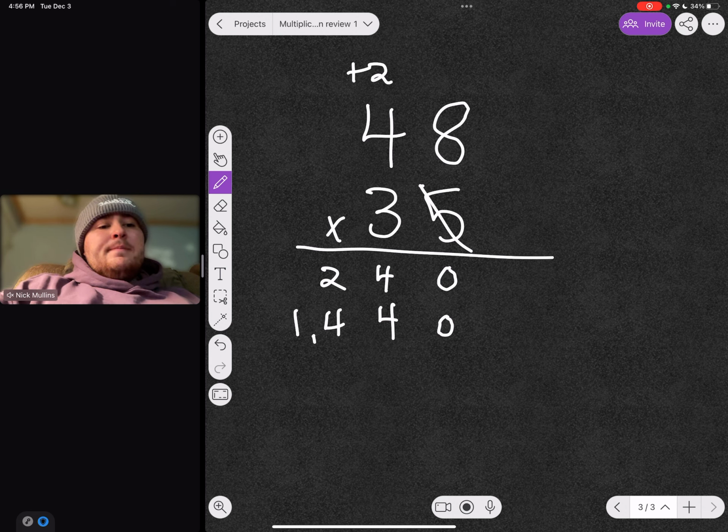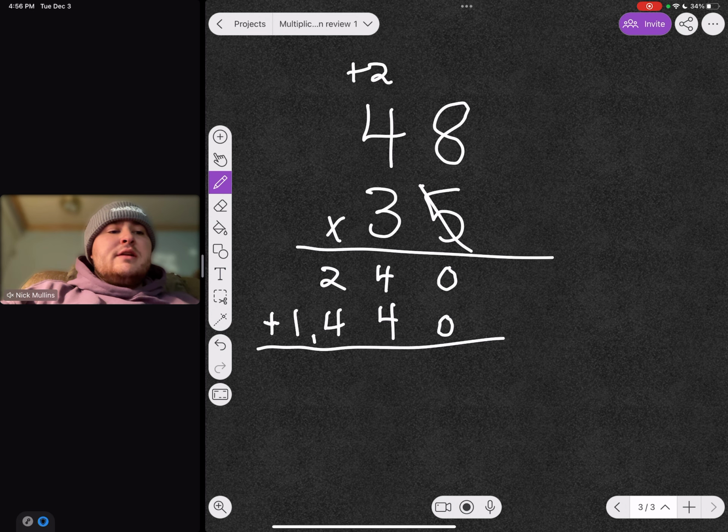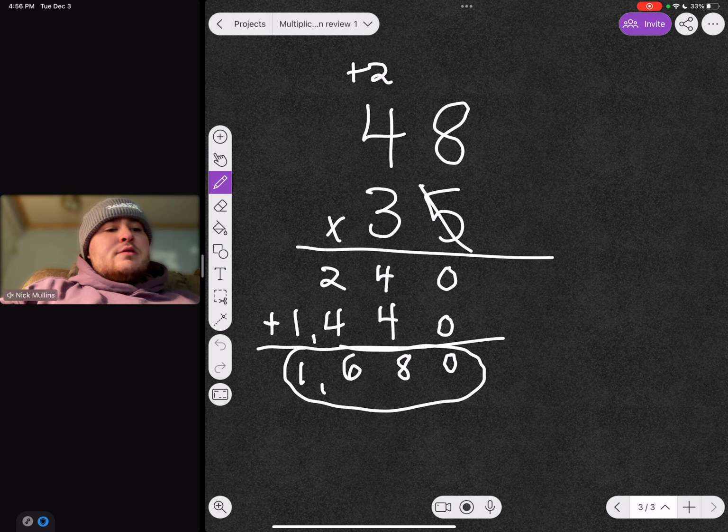Either one's fine. So now all we have to do is add our 2 partial products. So I'm going to set that up as an addition problem, and I'm going to just treat it like a normal addition problem. So 0 plus 0, 0. 4 plus 4 is 8. 2 plus 4 is 6. 1 plus nothing is 1. So your final answer or your product is 1,680.